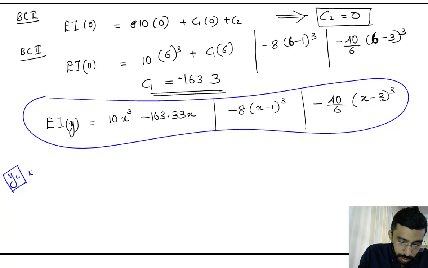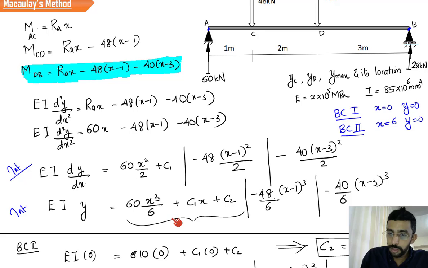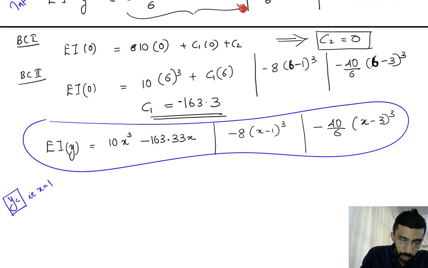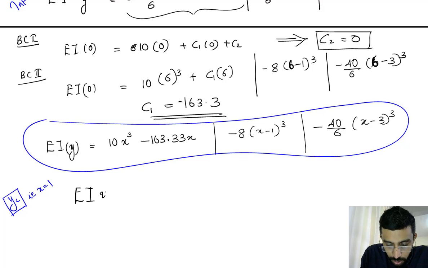That means we are at x equal to 1, right? YC means at x equal to 1, at x equal to 3, right? So x equal to 1 means it is located in the first section, so you have to consider only the first term. If so, I will substitute it as EI into YC equal to 10x cube minus 163.33x.